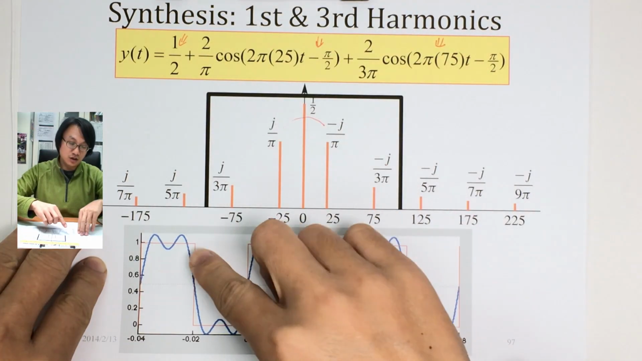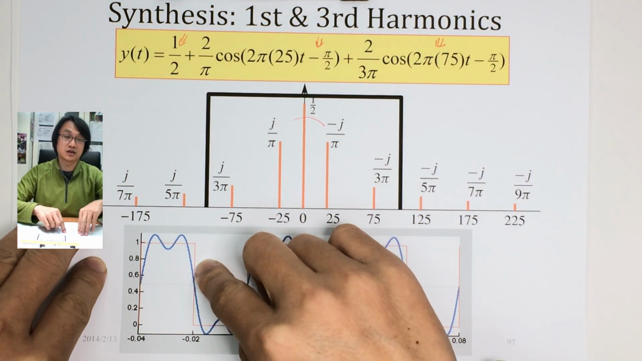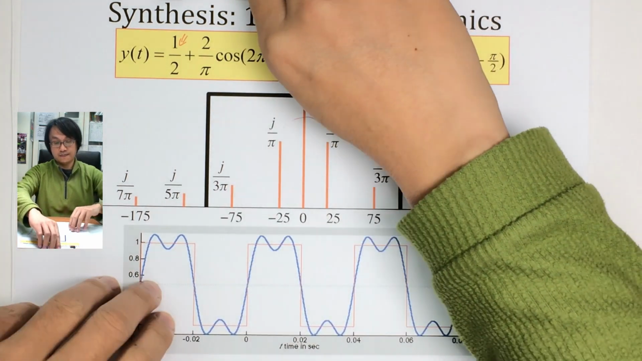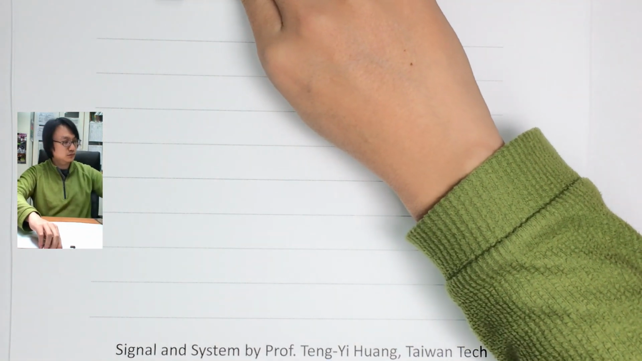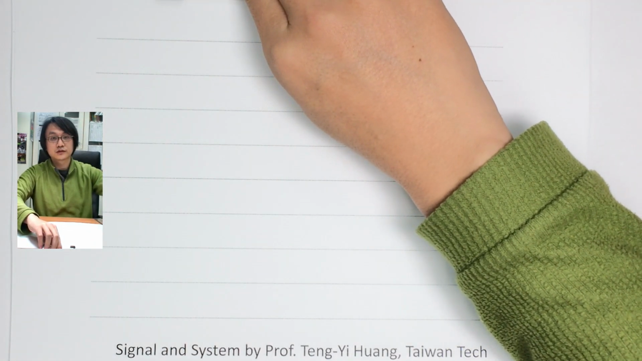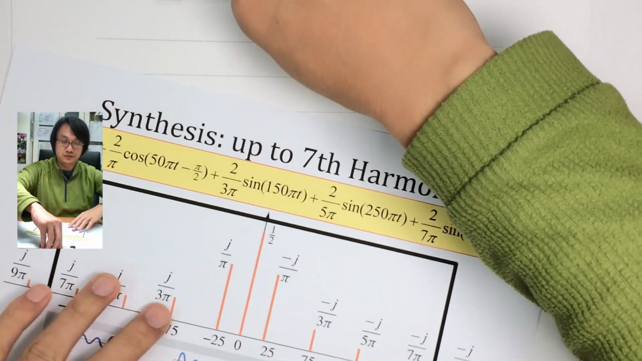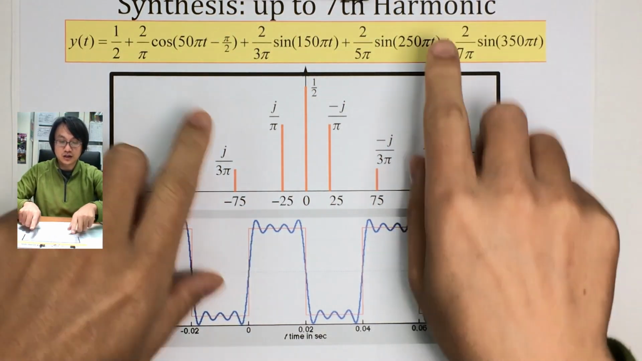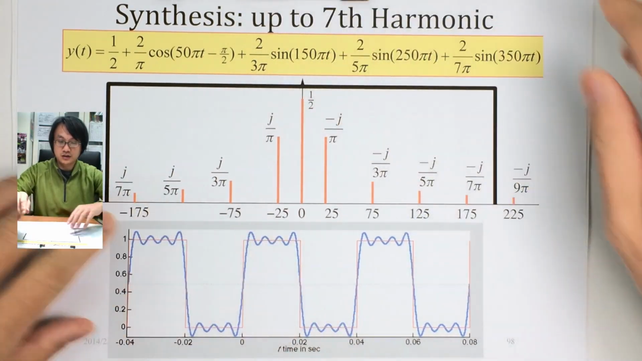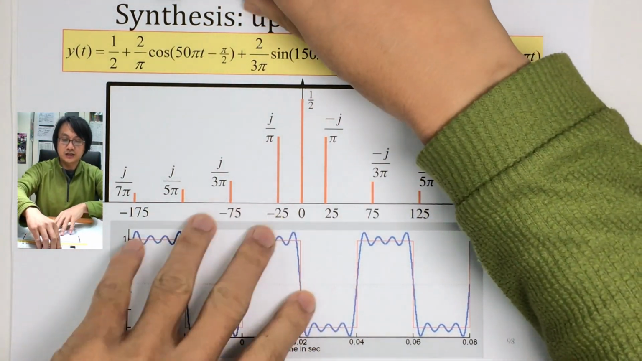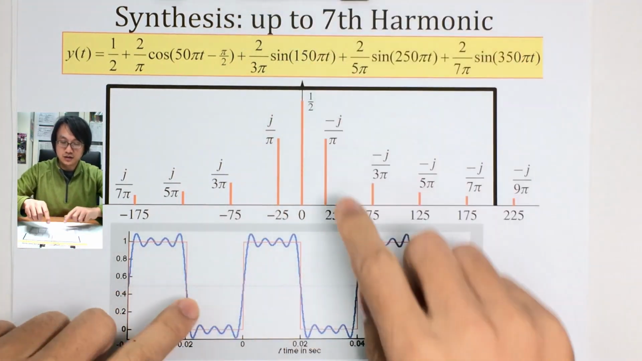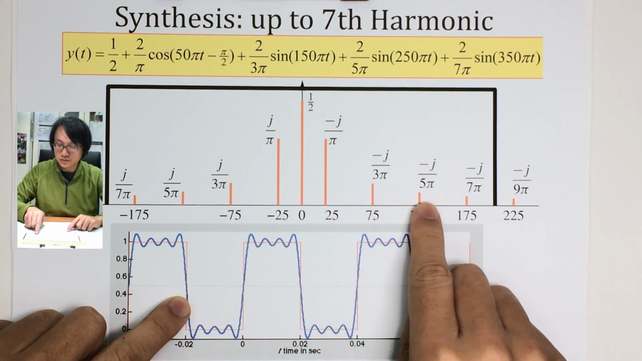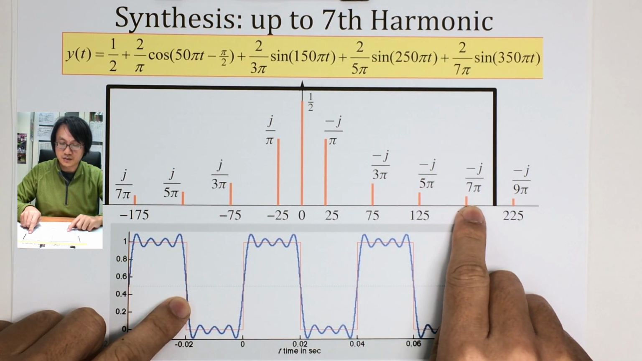To store the red one, I'd need too many points. With the blue one, I store it as a formula. Now if we include up to the seventh harmonic, 1, 2, 3, 4, 5, 6, 7.